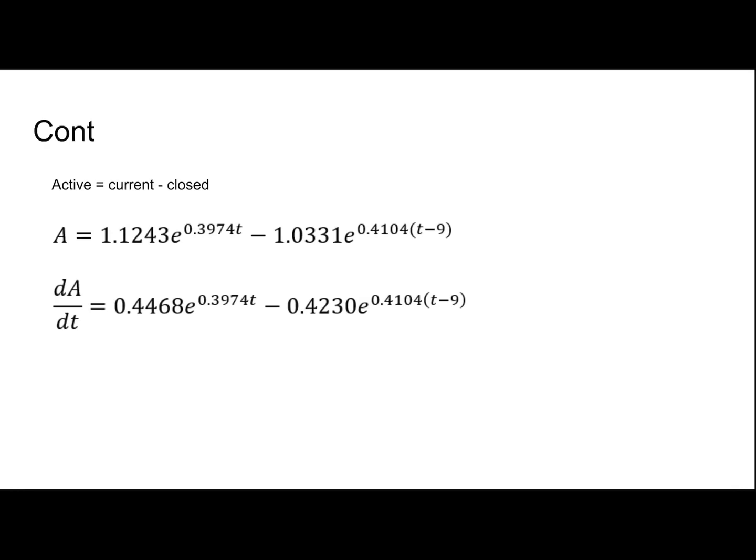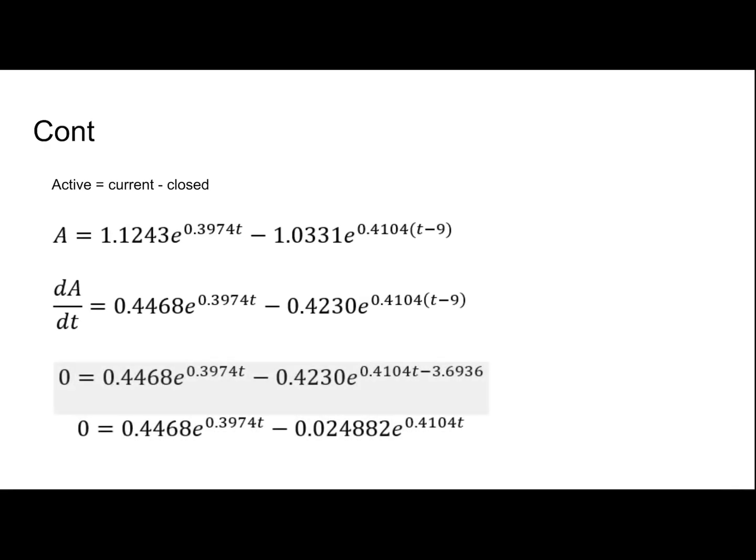If you find the derivative, it's just according to the power rule. So the derivative of 0.3974t becomes 0.3974. And now you do 0.3974 multiplied by 1.1243, because the derivative of the power gets moved to the coefficient. It gets multiplied by the coefficient. We should get dA over dt equals this function here. And if we simplify this equation a little bit more, we'll get this equation here.